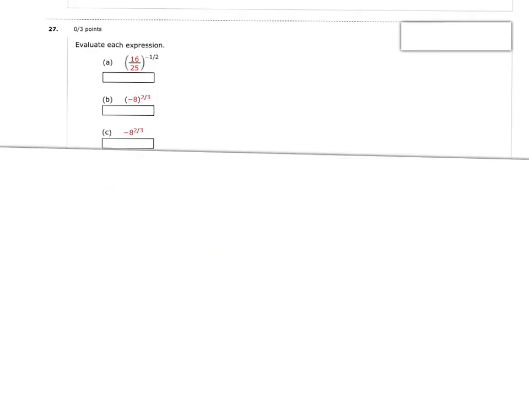All right, next up here, we have to kind of deal with some different kinds of exponents. So negative exponents will flip the fractions. This will be 25 to the 1/2 over 16 to the 1/2. If we make those positive, it flips it, and which will be the square root of 25 over the square root of 16. And so you got to simplify that, so that'd be 5 over 4.